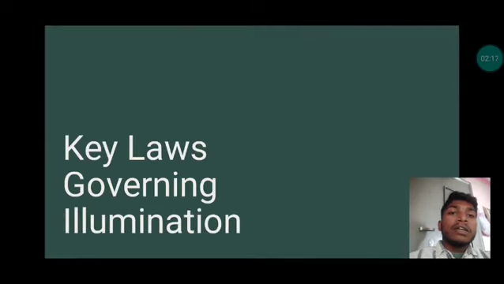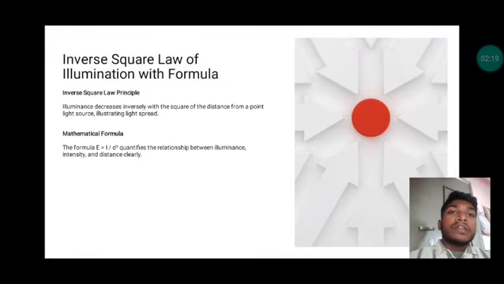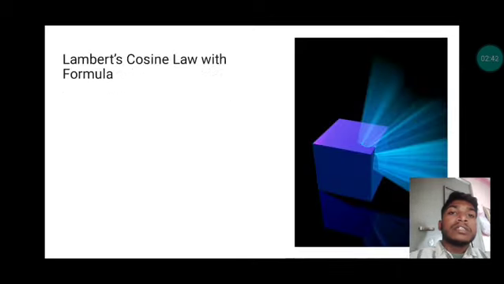And then, the key laws governing illumination. The inverse square law of illumination, with formula. The inverse square law principle is that illuminance decreases inversely with the square of the distance from a point light source, illustrating light spread. The mathematical formula is E equals I by d squared, which clearly shows the relationship between illuminance, intensity, and distance.